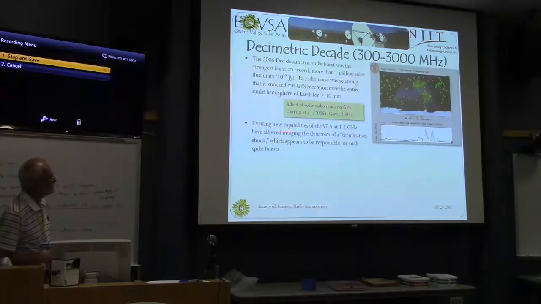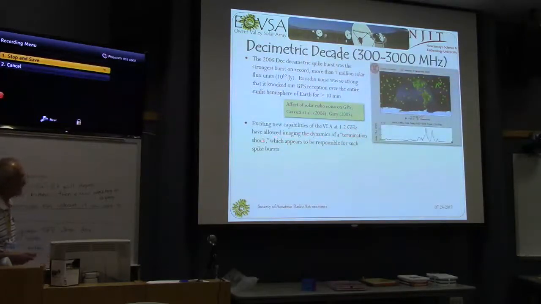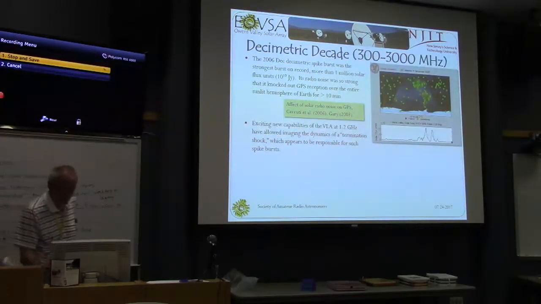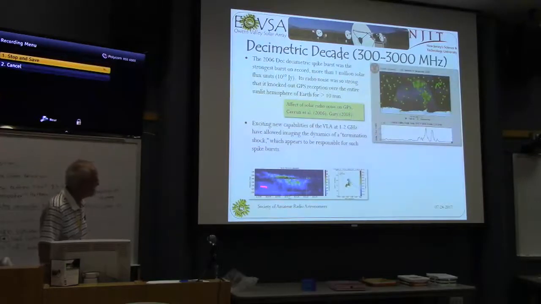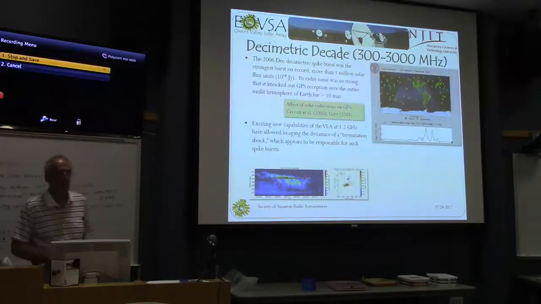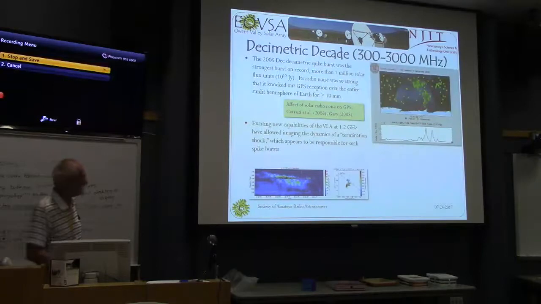Currently, we have some exciting new capabilities from the VLA in this range from 1 to 2 gigahertz that have allowed imaging of some dynamic illumination shocks. So I'm going to show you. This is a spectrograph record again, similar to what we've had for many decades. This is time going this way and frequency going this way, increasing upward. And you can see that there's an overall drift of the spectrum, at least this edge, down to lower frequencies.